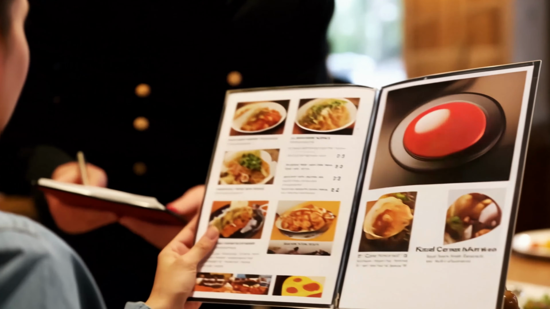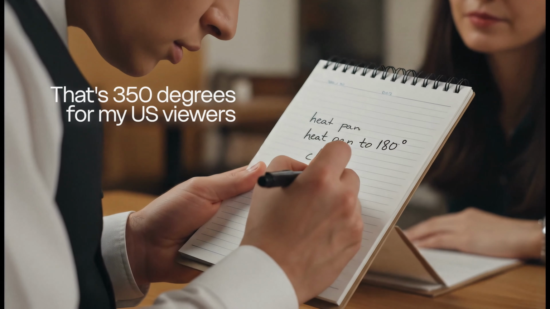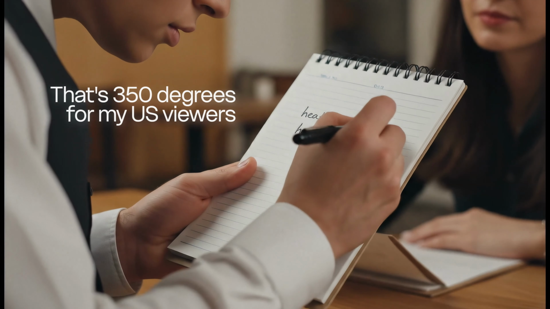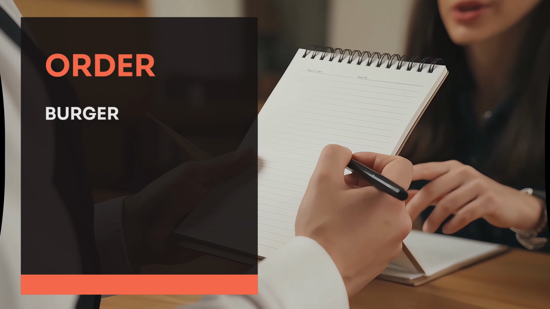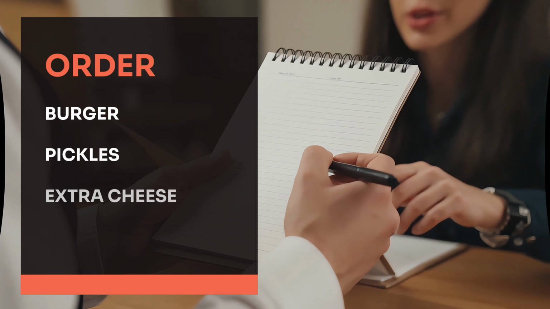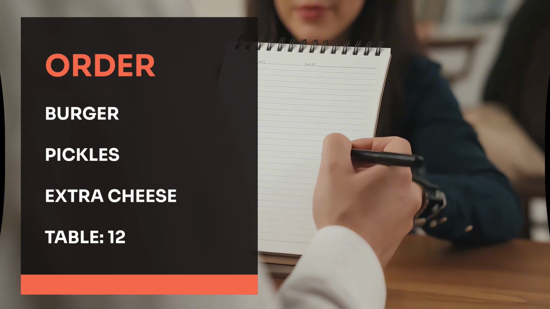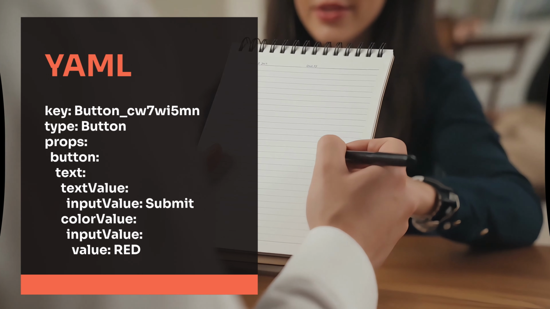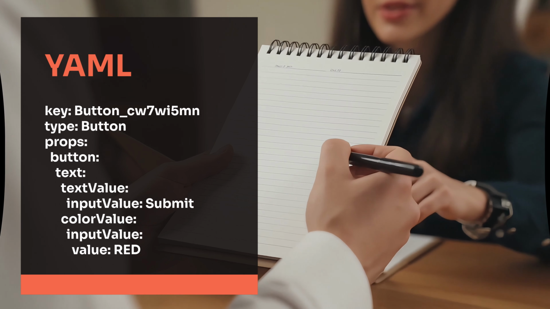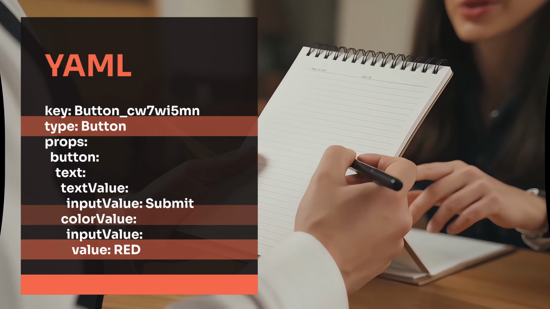When you point at the menu, the waiter writes it down on a notepad. The waiter doesn't write heat pan to 180 degrees, chop onions, saute, blah, blah, blah. The waiter simply writes down a list. One burger, pickles, extra cheese. Table 12. This is your YAML file. It's essentially a boring list of requirements, and it quite literally says type, button, color, red, text, submit.